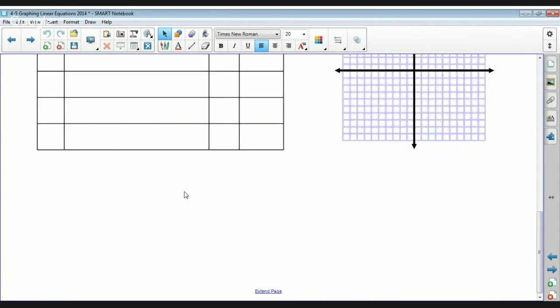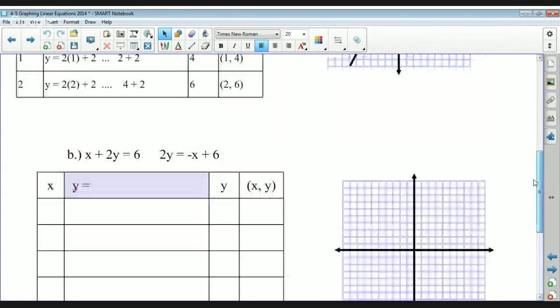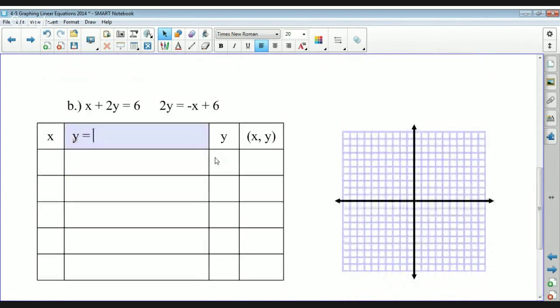So if I come down to my table, I can divide 2y by 2 and get 1y. Negative 1x divided by 2 is negative 1/2 x. And 6 divided by 2 is 3. So my given equation I'm going to work with is y equals negative 1/2 x plus 3.